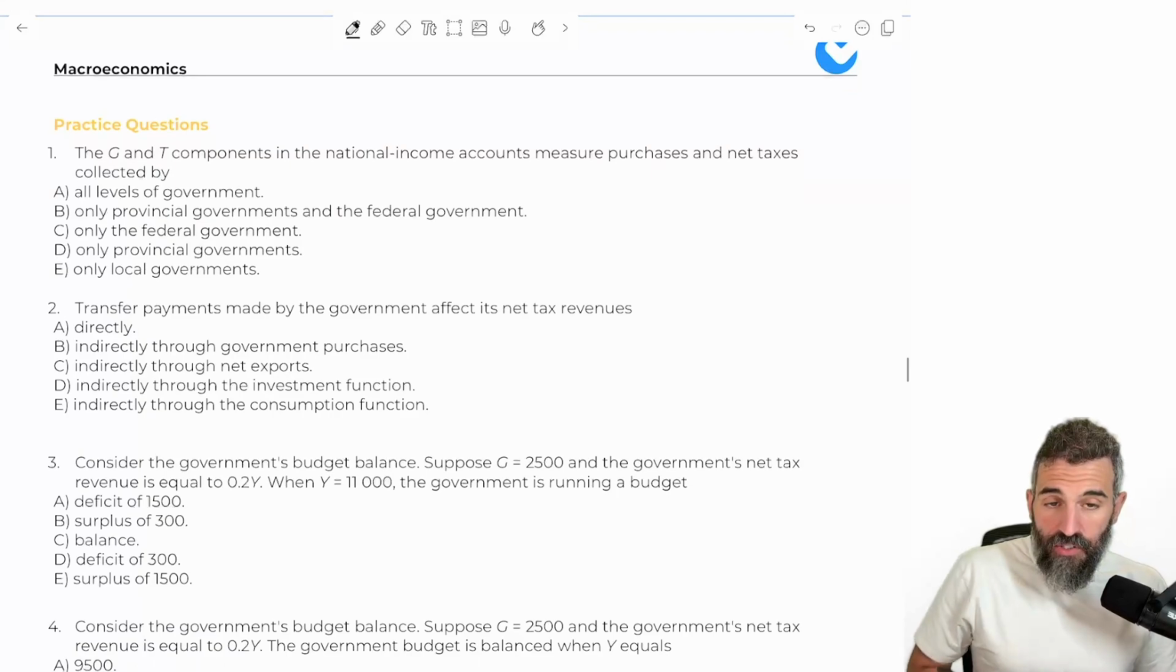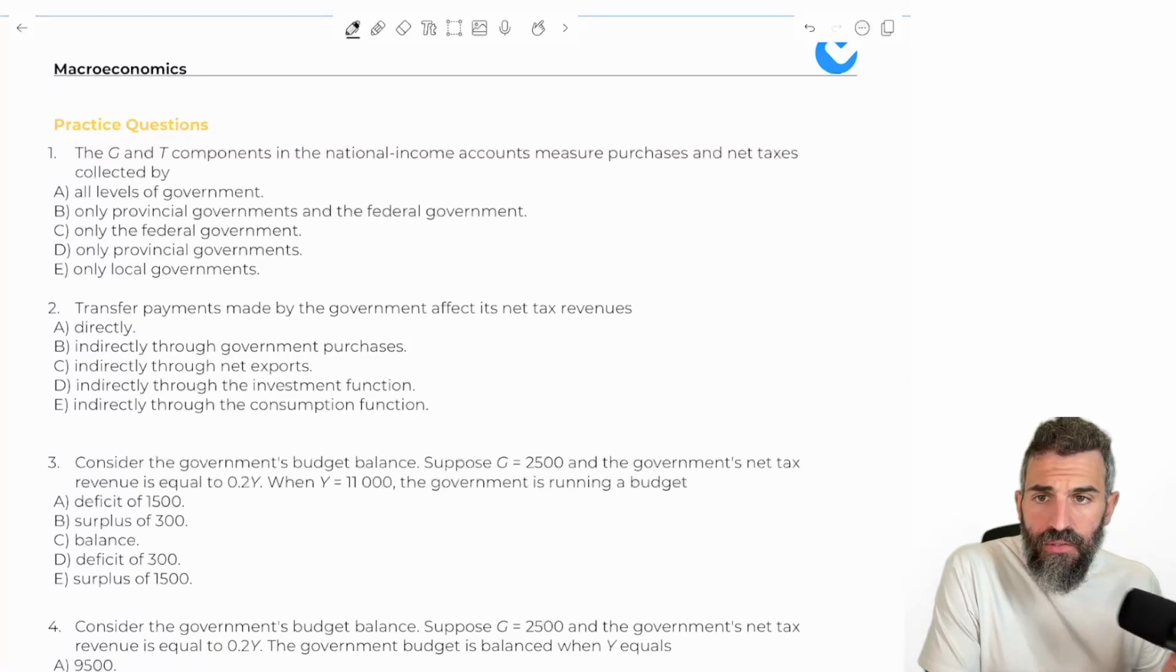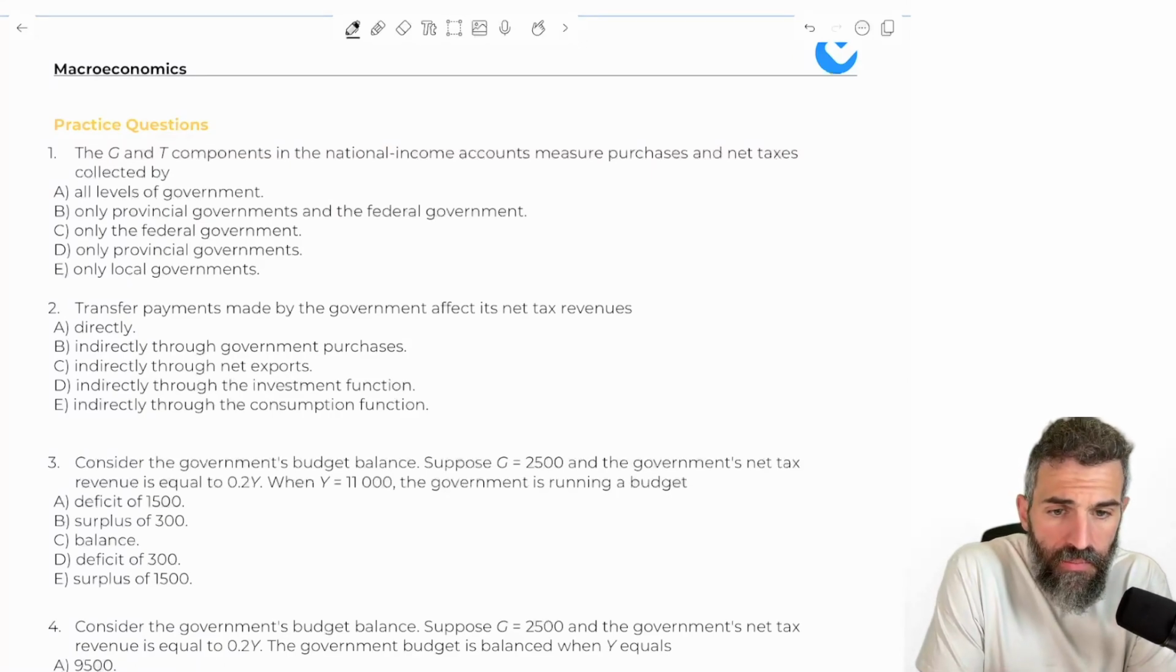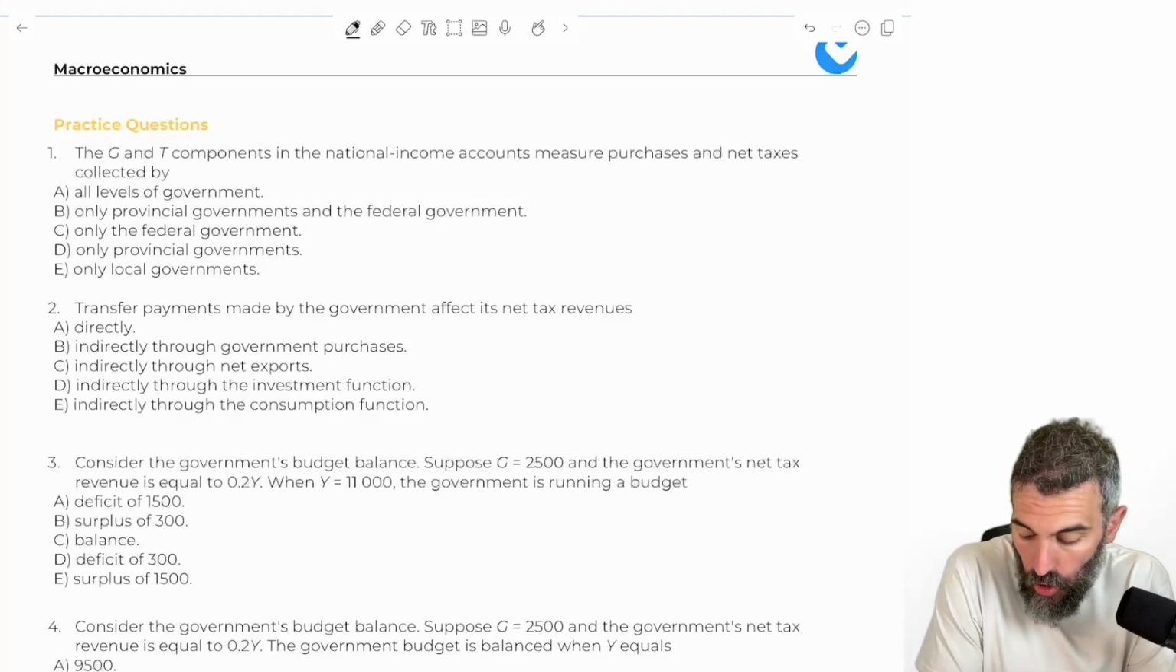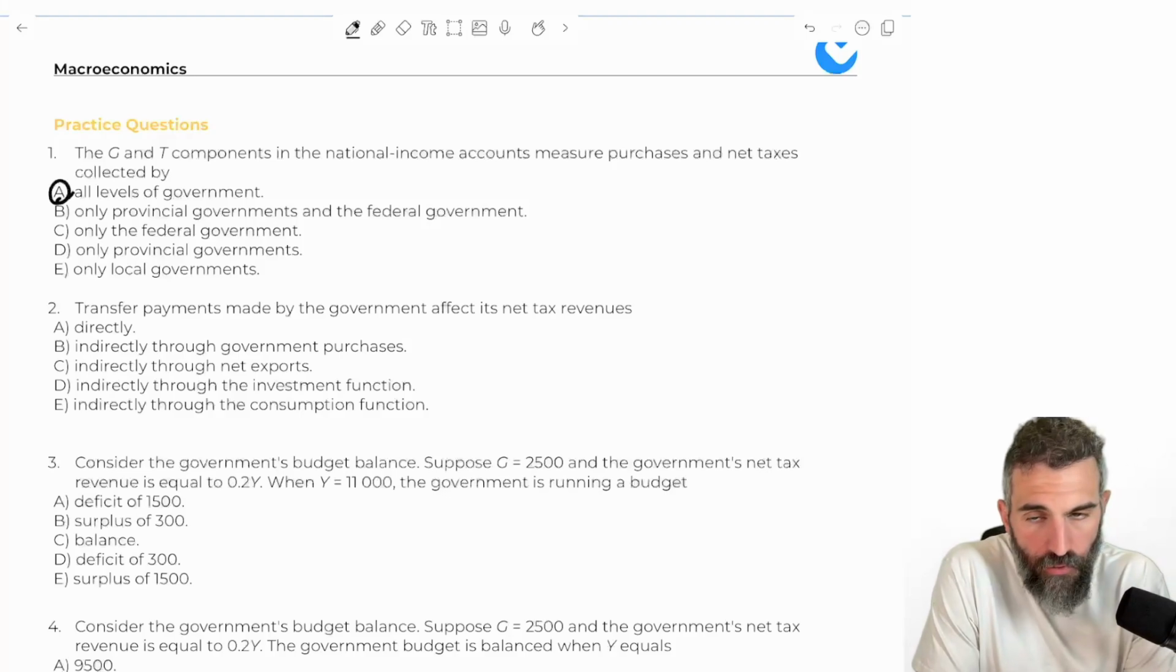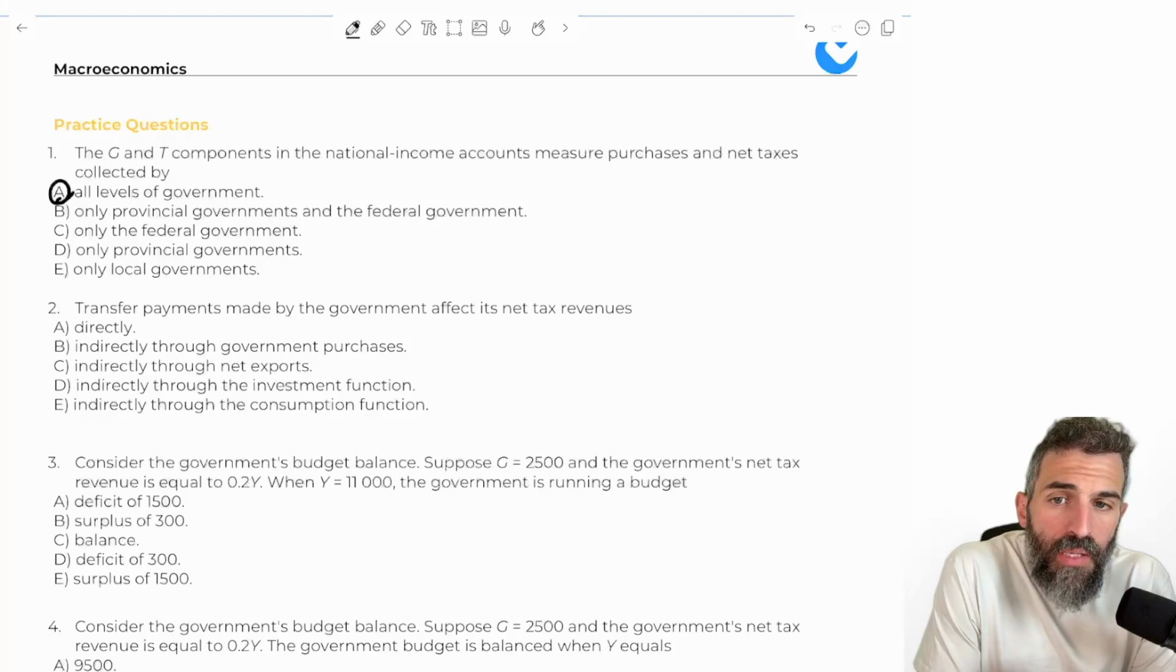Okay, a few practice questions on that to get warmed up. So G and T components of national income measure purchases and net taxes collected by. The answer here is all levels of the government. It's not any particular government. It's not federal, not provincial. It's just all levels. Transfer payments made by the government affect its net tax revenues. How?